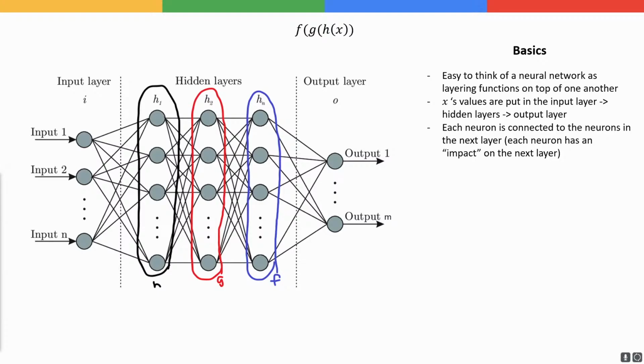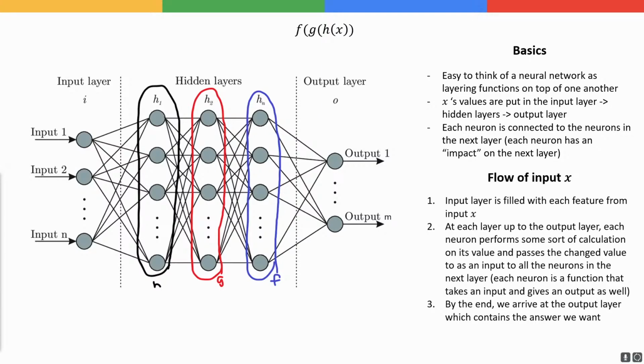So the actual flow of input X starts with the input layer being filled with each feature from X. Then at each layer up to the output layer, each node will perform some sort of calculation, and you'll find out what that calculation is, on its value, and then pass it to each neuron in the next layer. And by the end of it, at the output layer, it should contain the answer we want.